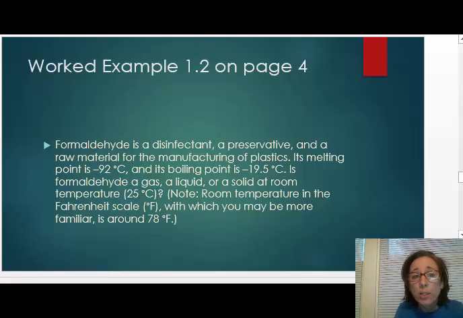Let's look at worked example 1.2 on page 4 of the text. If you don't have your text, the question is found on this slide. Pause the video to read the problem. Restart the video once you have an answer.